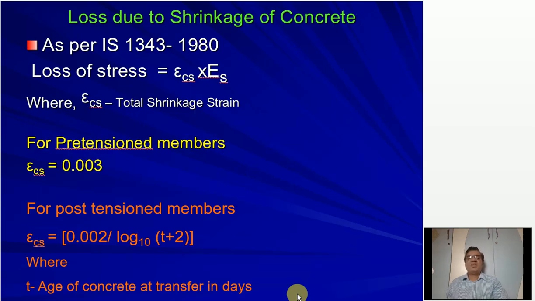Well, now the next loss is loss due to shrinkage of concrete. Now, loss due to shrinkage and loss due to creep. What is the difference? Actually, the loss is the same in both cases. The loss is because of reduction in volume of concrete, but the reasons are different. When we say shrinkage of concrete, it is due to loss of moisture, and when we say creep of concrete, it is due to sustained loading.